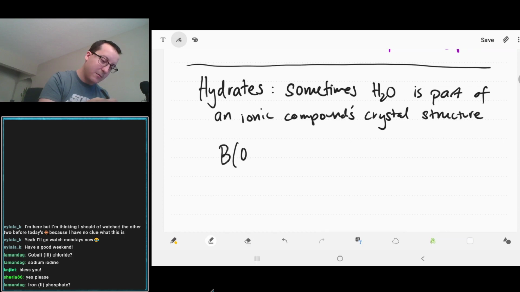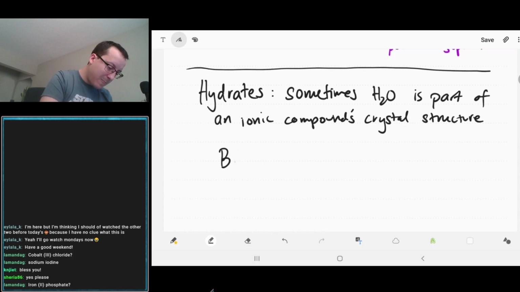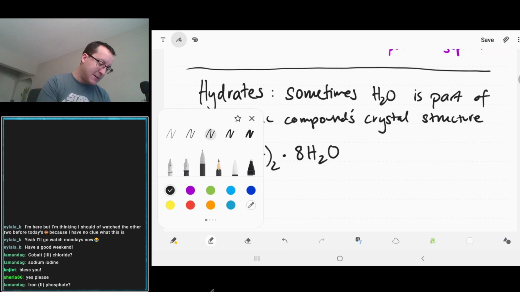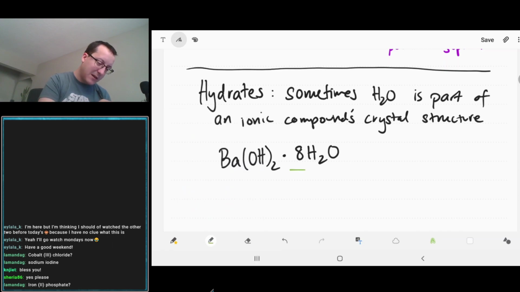Oh my goodness, not boron. So how we understand a hydrate is a hydrate would always have this part. And so it's telling us that for every unit of BaOH2 that we have, 8 water molecules are stuck around it, and they are forming a part of the crystal structure. And so this is called a hydrate.